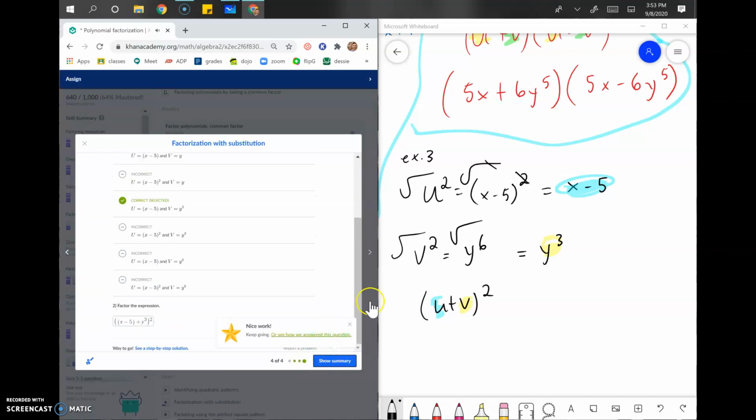And that's the third example. I think three is enough. If it's not, well, good luck.